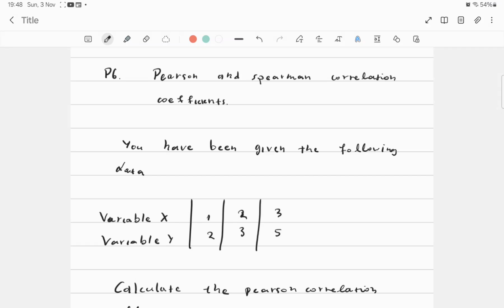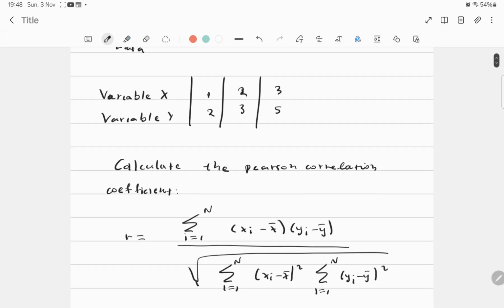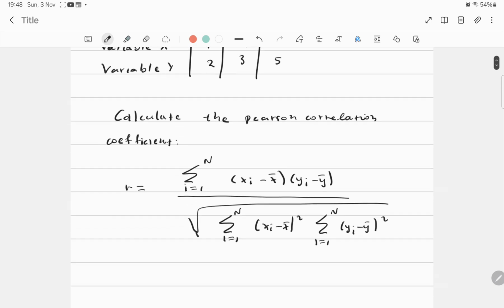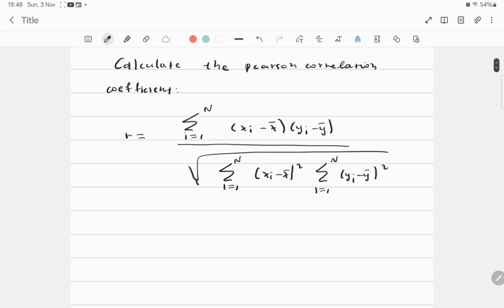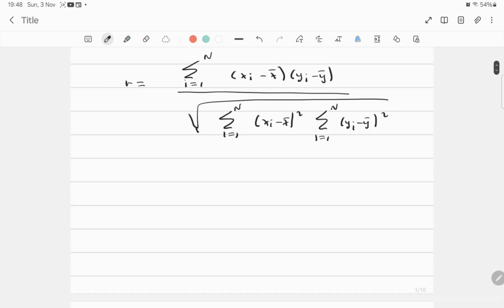In this section we focus on the Pearson and Spearman correlation coefficients. We have the following data of two variables x and y, and we want to calculate the Pearson correlation coefficient by this formula. Here n is the number of observations, n equals 3.